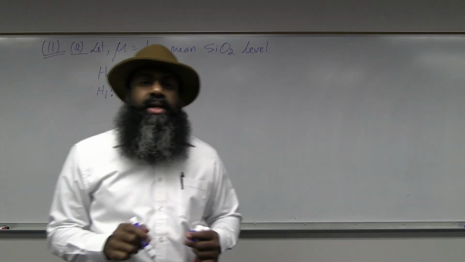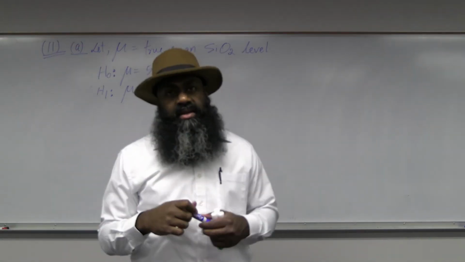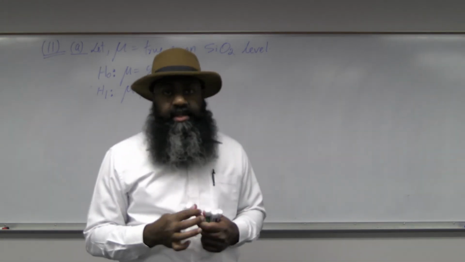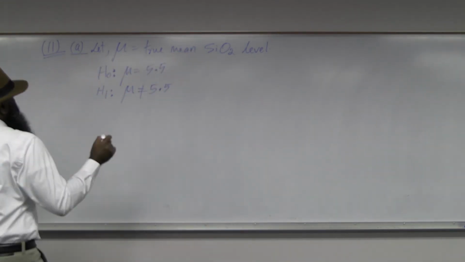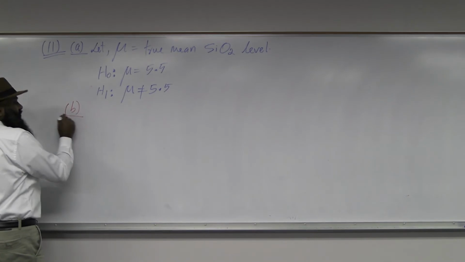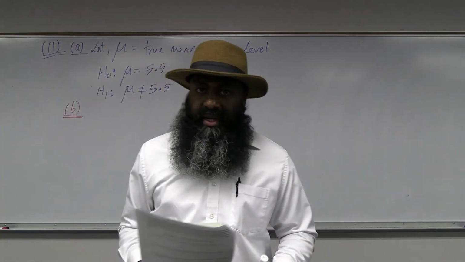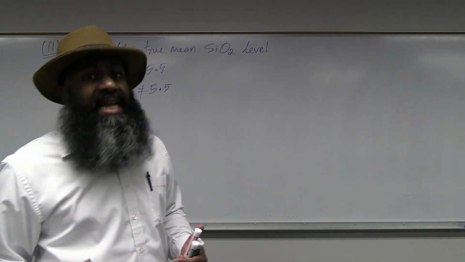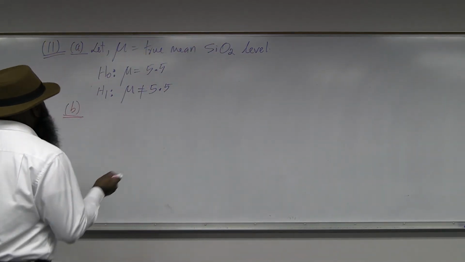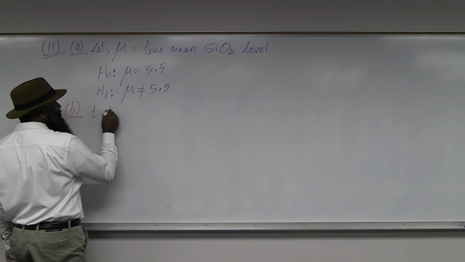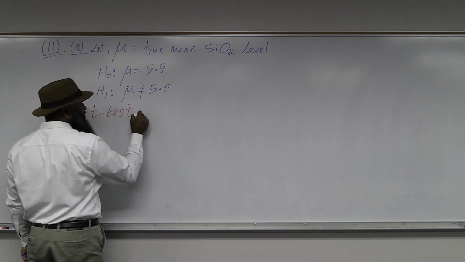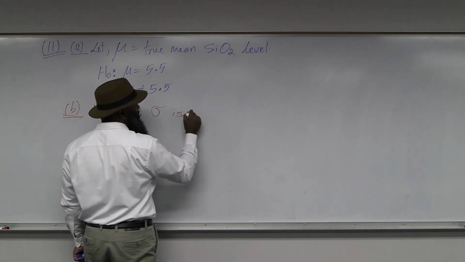And then part B, what's the type of statistical test procedure we have to select, and explain. Of course, sigma is not given in that question. The sample standard deviation S is given. That means I have to go for t-test. T-test. The reason: sigma is not given.